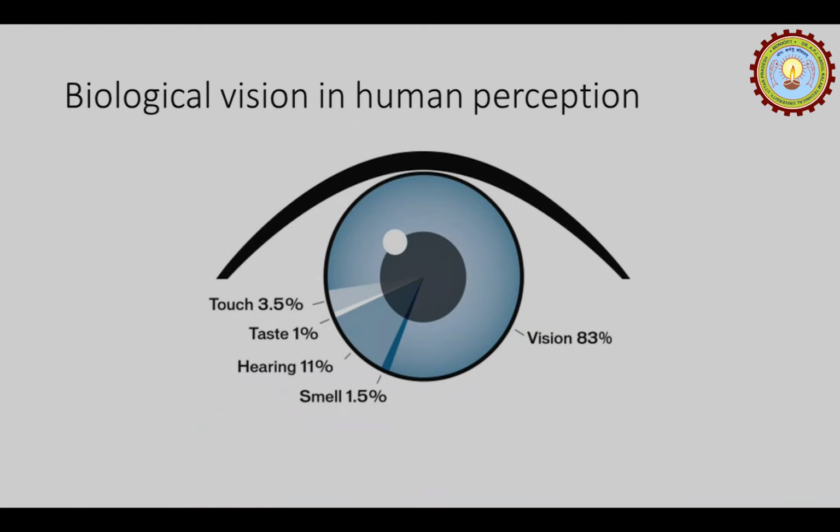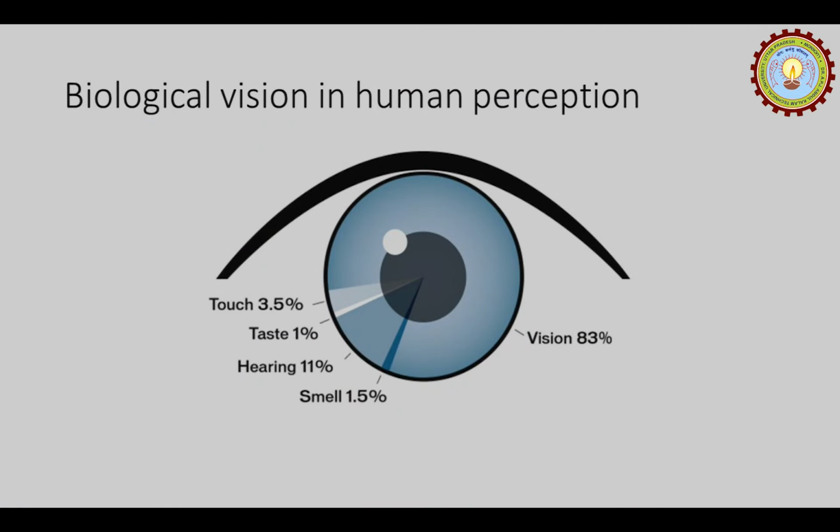Coming to, let's try to understand where the image processing or computer vision is coming from. Why does it take a very, very important role? See, if you see this picture, right? So vision plays 83% of your role in human perception. What do I mean by that?